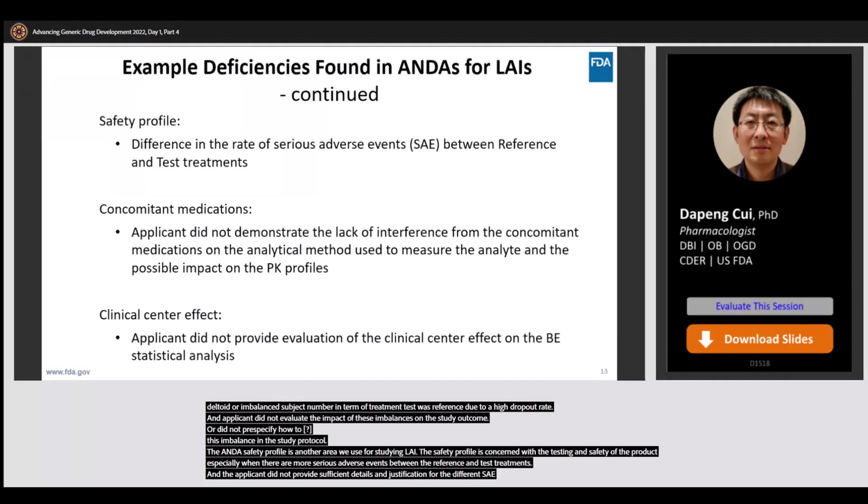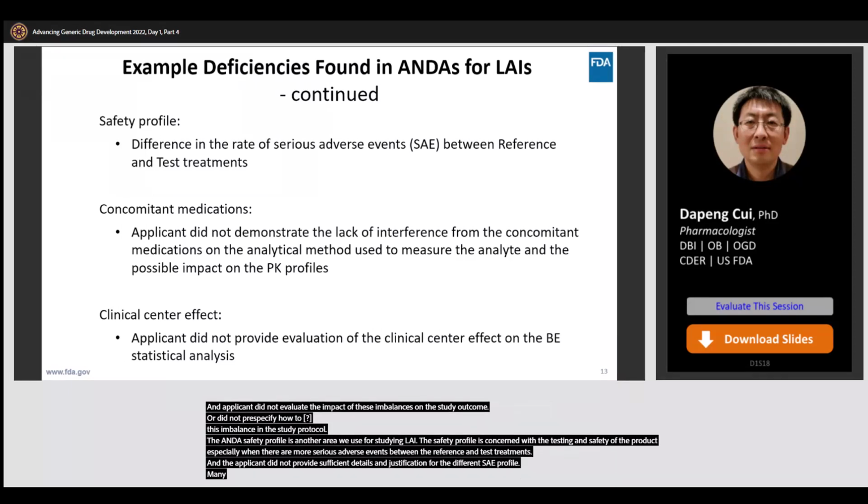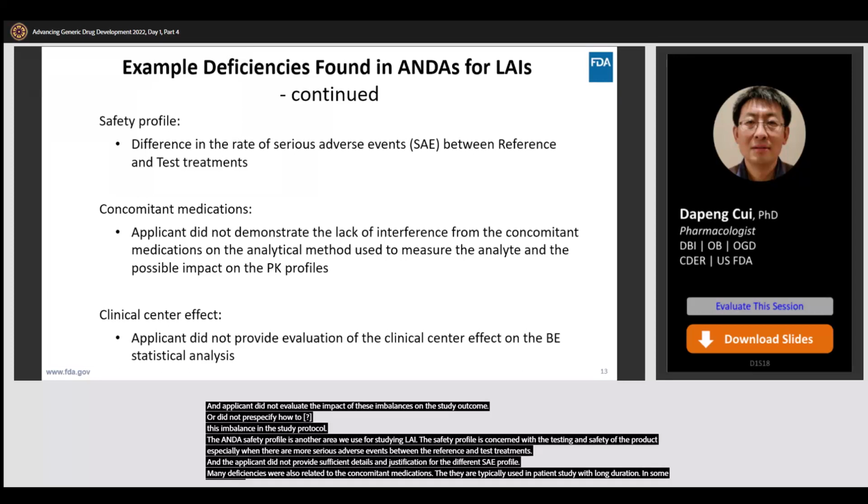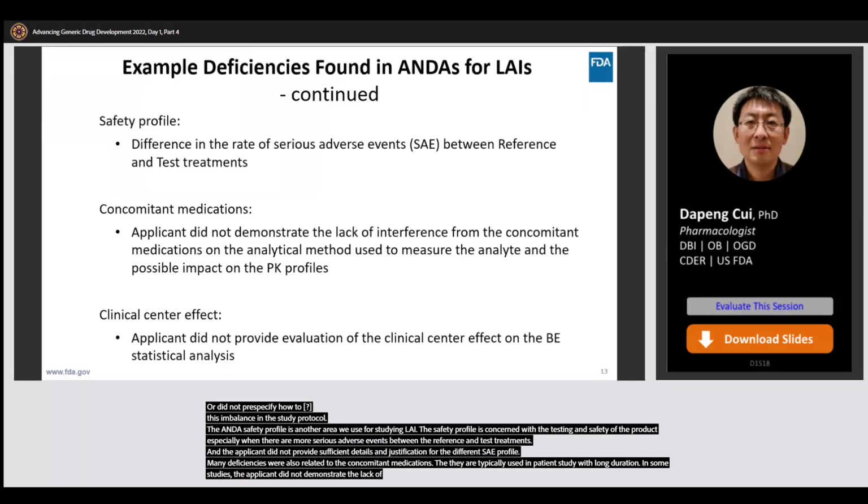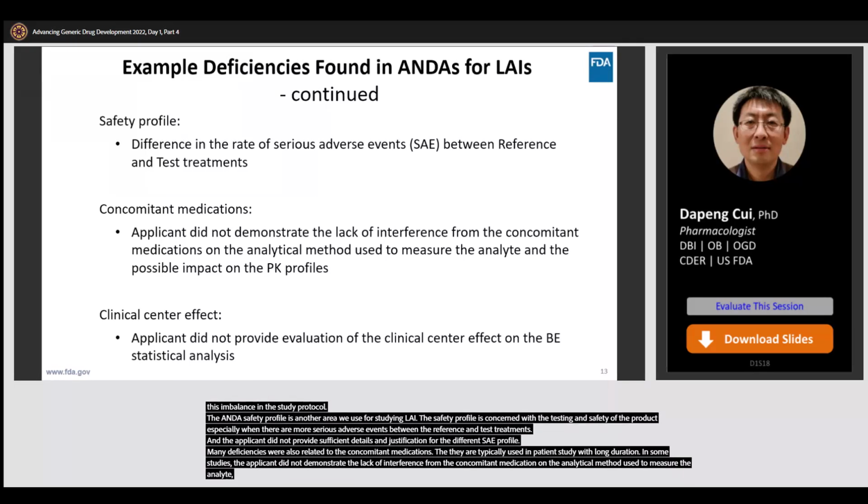Many deficiencies were also related to the concomitant medications. The co-meds are commonly used in patient studies with long duration. In some submitted PK studies, the applicant did not demonstrate the lack of interference from the concomitant medication on the analytical method that is used to measure the analyte. Or the applicant did not provide sufficient evaluation of the in vivo PK interaction between the study drug and the co-med, which are likely mediated by, for example, the P450 enzyme pathways or drug transporters.